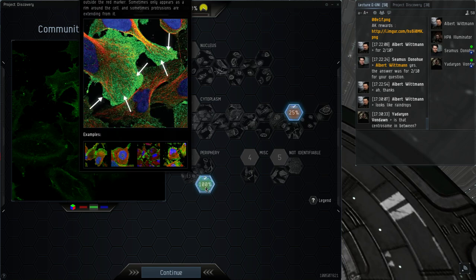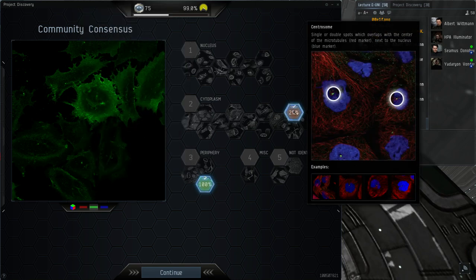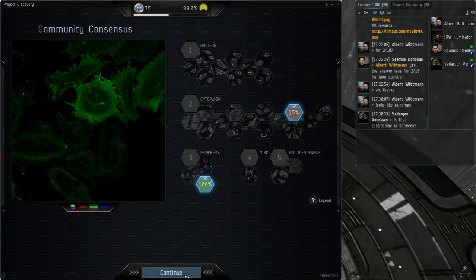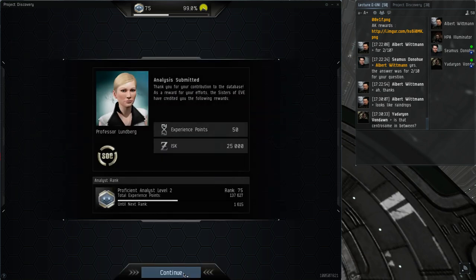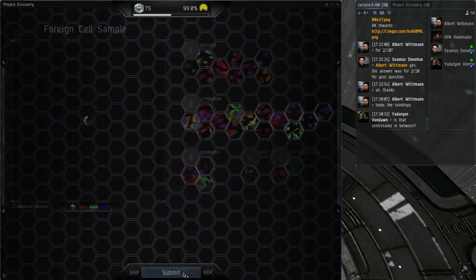So everyone got the plasma membrane. 25% thought this was centrosomes. I think this is looking really good. And we get some experience points, ISK, and the rank is... Well, I'm moving towards a new rank.